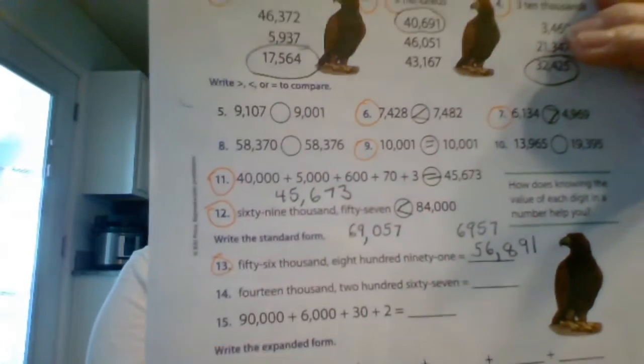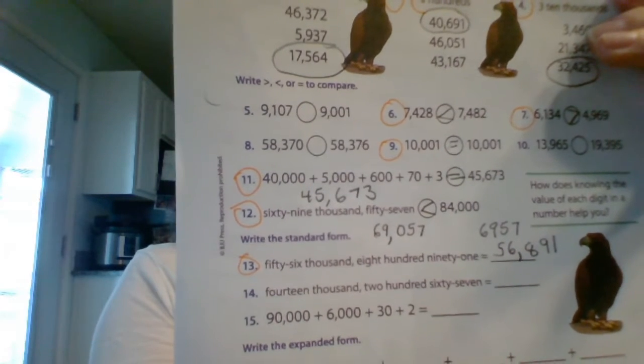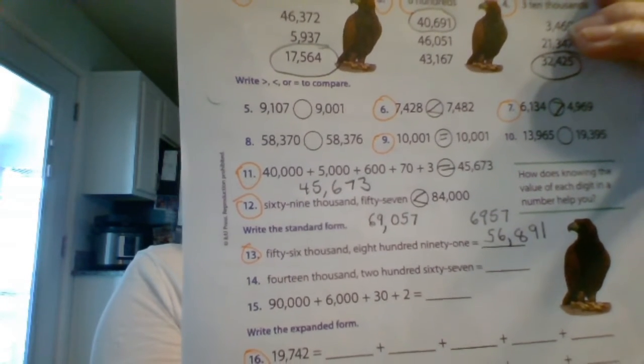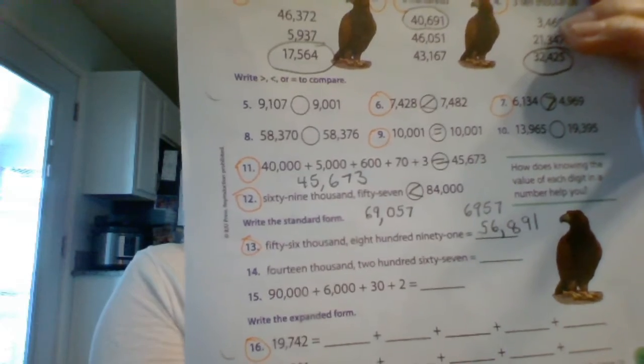All right, here we go. It's 56,891. What comes in between the hundreds and the thousands every time? A comma. It helps you read it. The brain can only read a certain set of numbers before it starts just blanking out. And so if you put that comma in there, it will help you read big numbers.